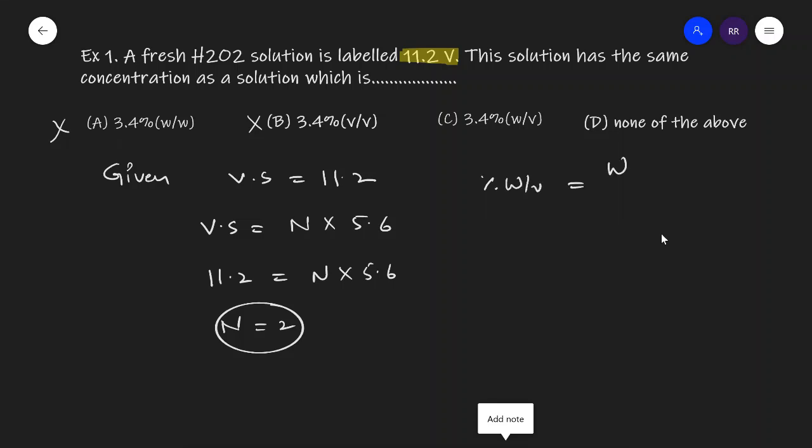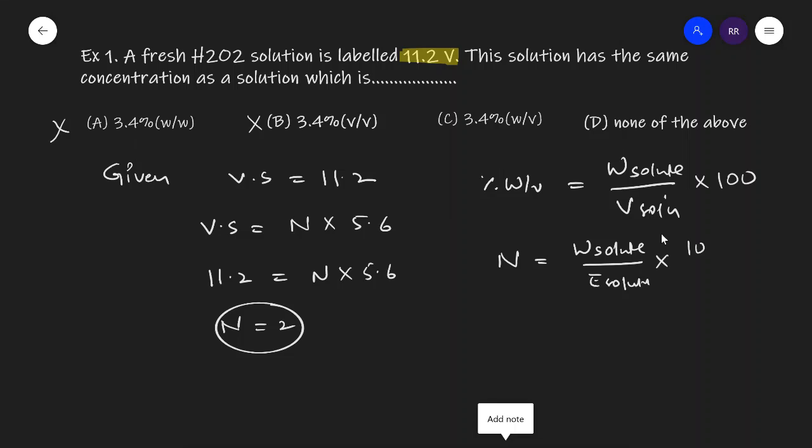It is nothing but weight of solute by volume of solution into 100. This is percentage W by V. And what is normality? Weight of solute by equivalent weight of solute into 1000 by V in ml, volume of the solution in ml. Now the same normality I can write as weight of solute by volume of the solution in ml into 100 into 10 by equivalent weight of solute, that is H2O2.